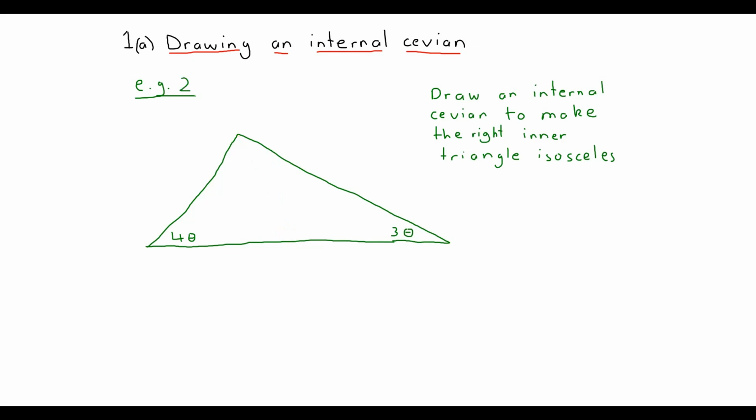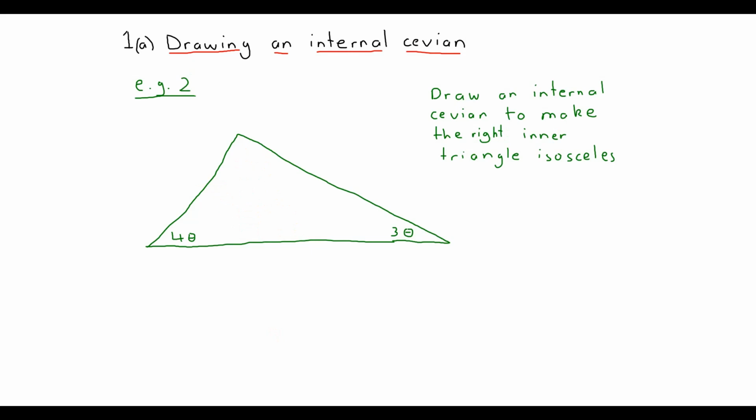Here we go. Example 2. Draw an internal Servian to make the right inner triangle isosceles. So if we look back at our previous question, we could see we made our left inner triangle here isosceles. Now I want the right inner triangle to be isosceles, okay? So let's see if we can do that.